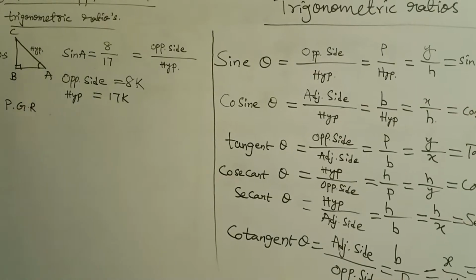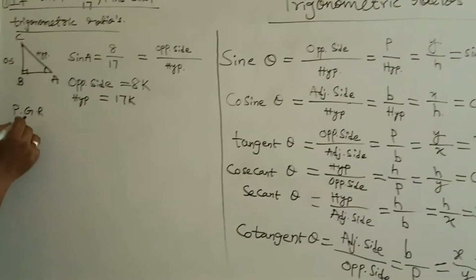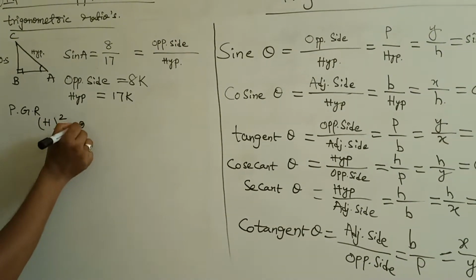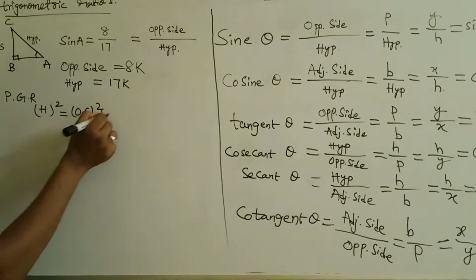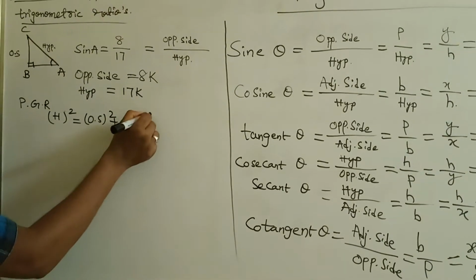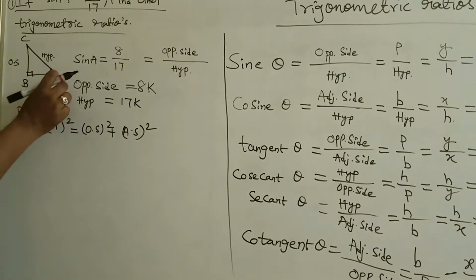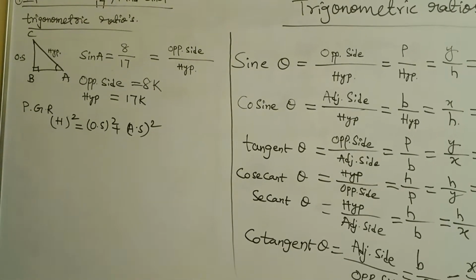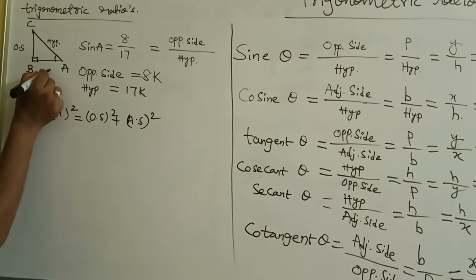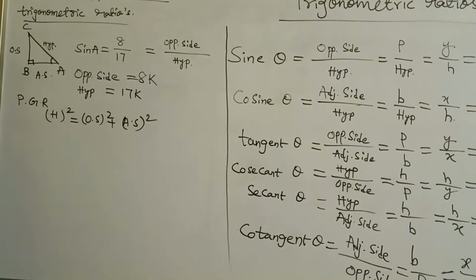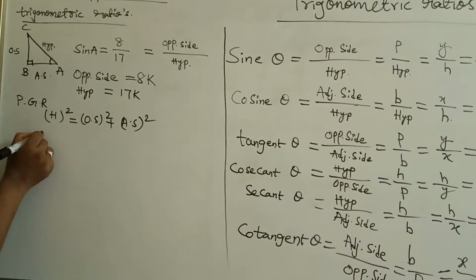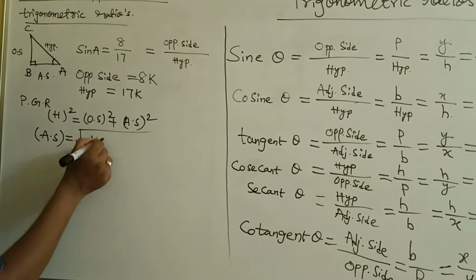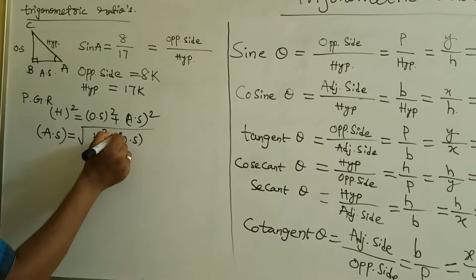Now you know the Pythagoras rule. What is the Pythagoras rule? It says that hypotenuse square is equal to opposite side square plus adjacent side square. So now the opposite side you know, the hypotenuse you know, what you don't know? You don't know the adjacent side, so you need to find it. What is the formula for the adjacent side now? Adjacent side is equal to square root of hypotenuse square minus opposite side square.